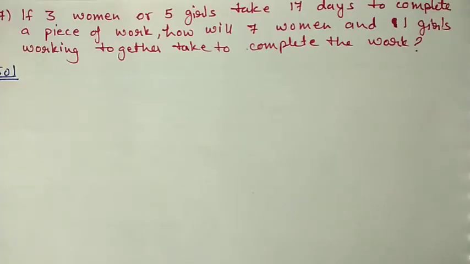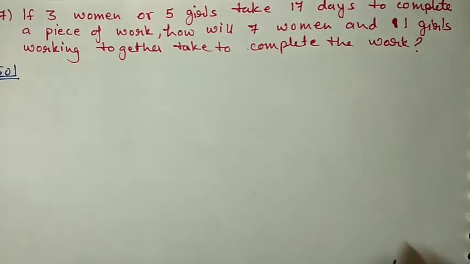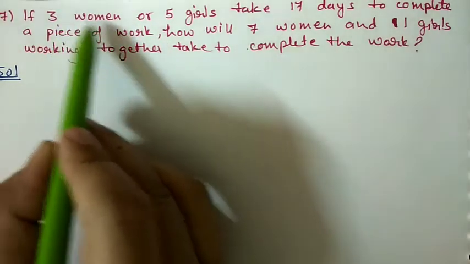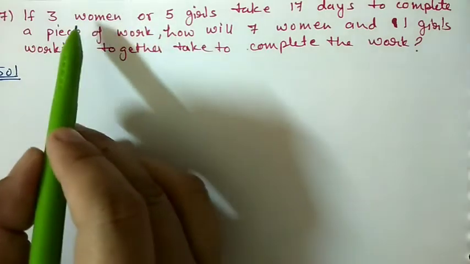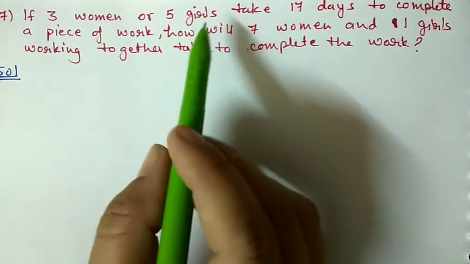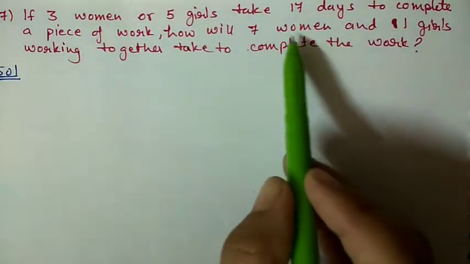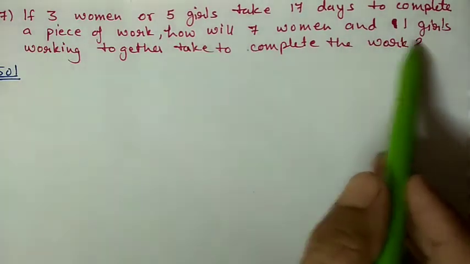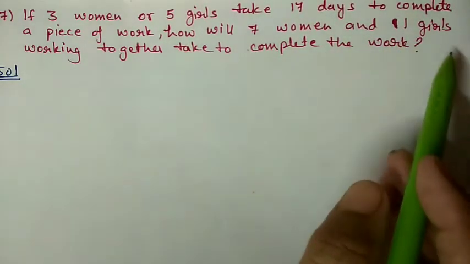Next question number 7. If 3 women or 5 girls take 17 days to complete a piece of work, then how long will 7 women and 11 girls working together take to complete the work? So here they have given 3 women or 5 girls. We have to consider 3 women or 5 girls, anyone. And in second case they have given 7 women and 11 girls, means both we have to take here.